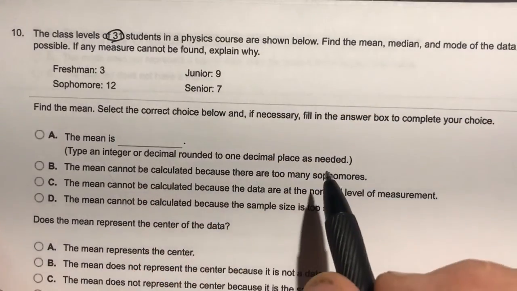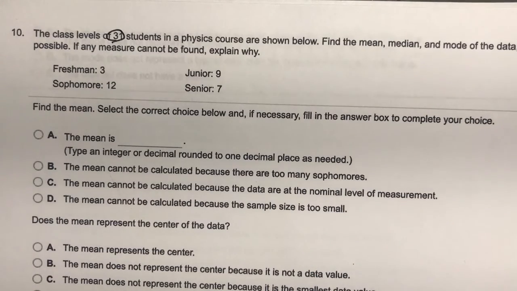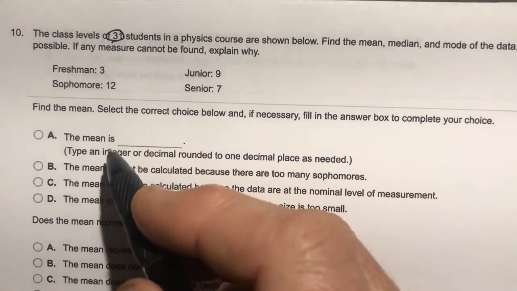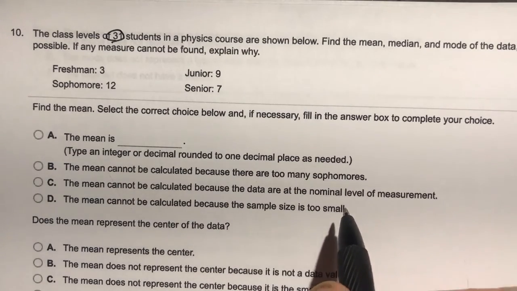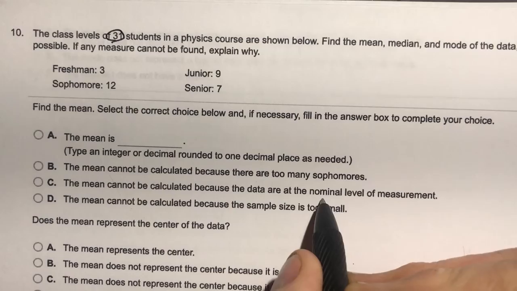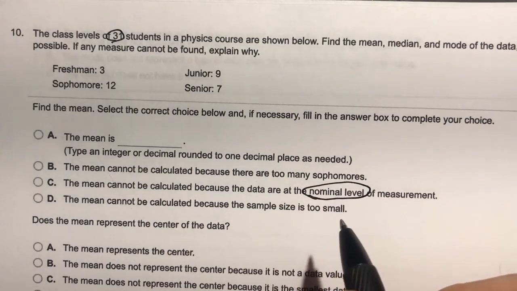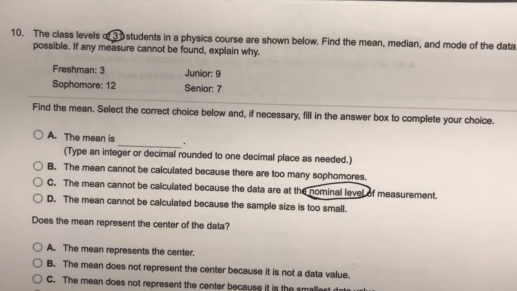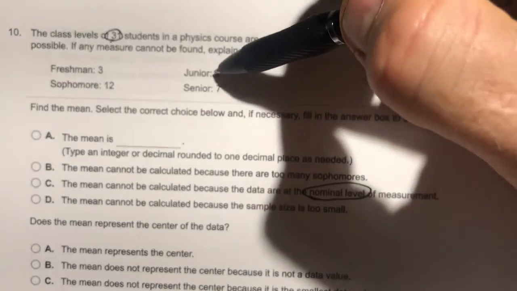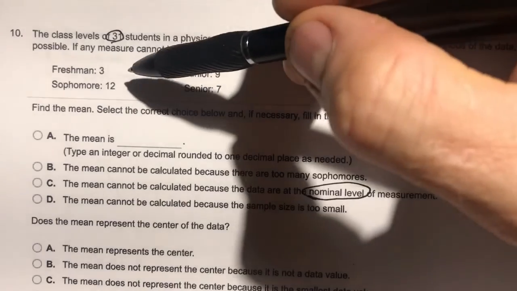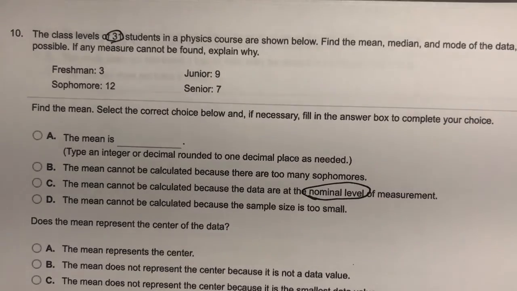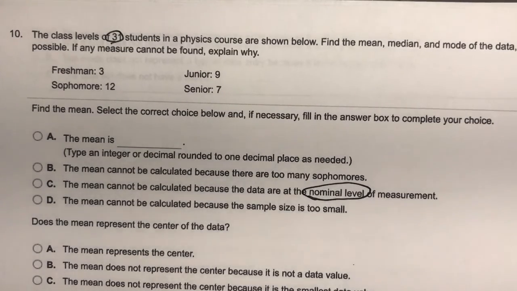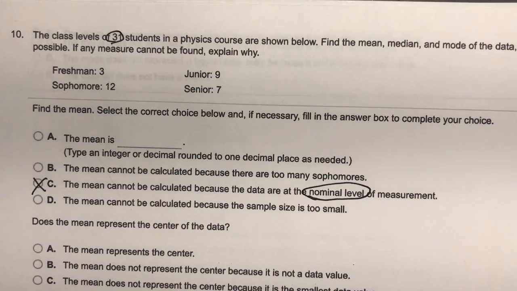Find the mean of this. All right, well, here's one where we cannot calculate the mean. It's not because there's too many sophomores. It's because right here, the data is at the nominal level. These are just titles at the nominal level: freshman, sophomore, junior, senior. They do have numbers, like freshman is 9th grade, sophomore's 10th grade, but this is just nominal level data. So this is C. We can't really find the mean of this.